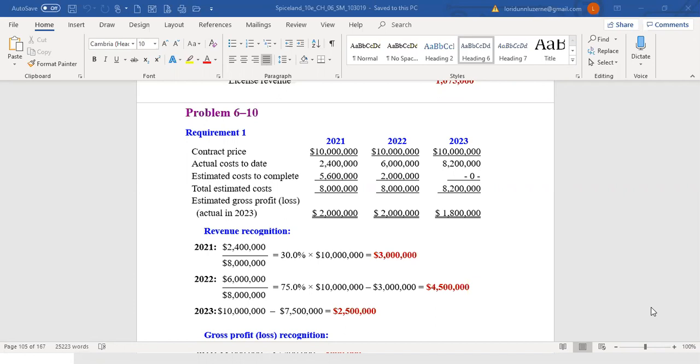Finally, when the project is 100% complete, we should recognize by now all $10 million. So far, we have recognized 7.5 million of it, 3 million from 2021 and 4.5 from 2022. So the remaining revenue of 2.5 million will be recognized in 2023, the year the project is complete. So that's how we determine the dollar amounts of revenue that should be recognized.